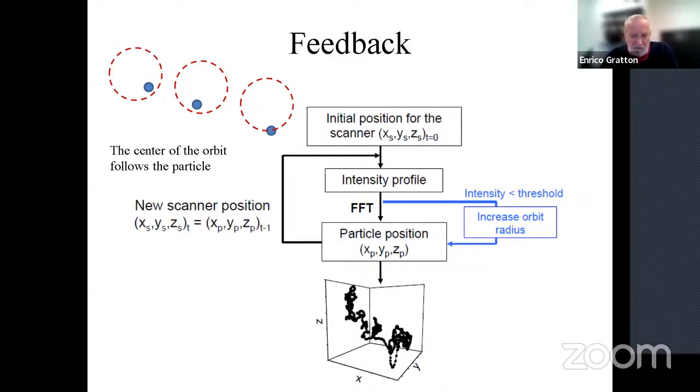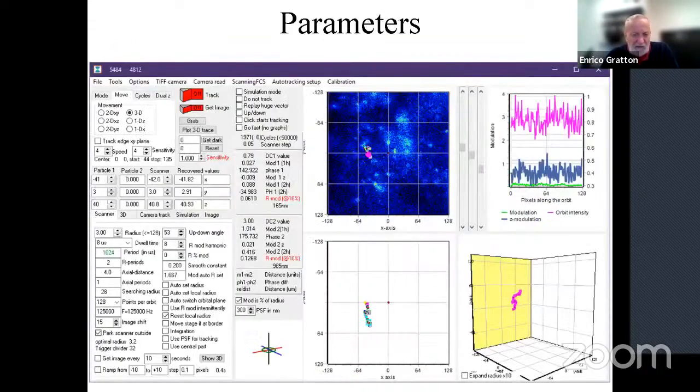That means that the particle is exactly at the center. So let us see how it works. Those are the screens that we have, and we have essentially two curves here. One which says the orbit intensity. The orbit intensity has to be constant, because that means that we are in the center. And then we have a modulation along the z, so when we move the z, that also has to be constant.